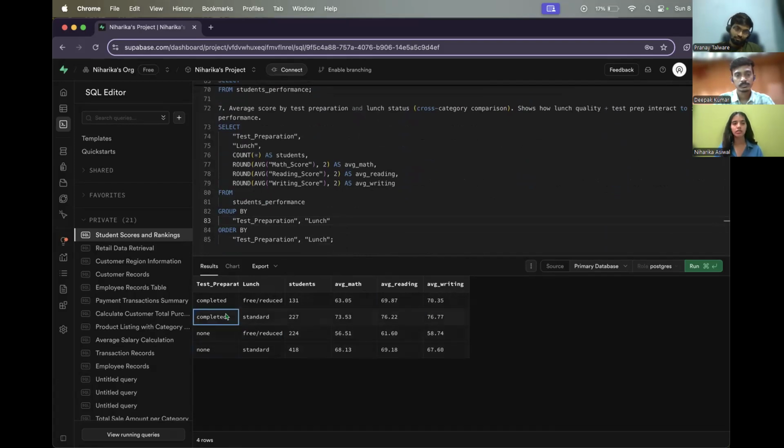The other insight that we could draw is this one with the test prep as well as the lunch. If you have completed your test prep, you have a higher chance of scoring better than the rest of the students. Similarly, if you have a standard lunch rather than the free or reduced one, then you again have a higher chance of scoring well in your exams than the other members of the group.